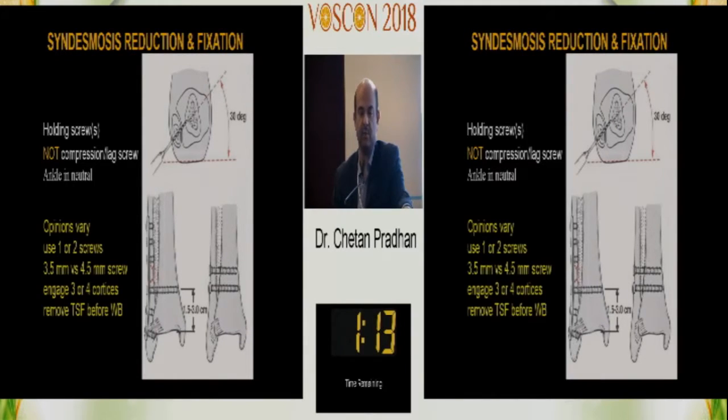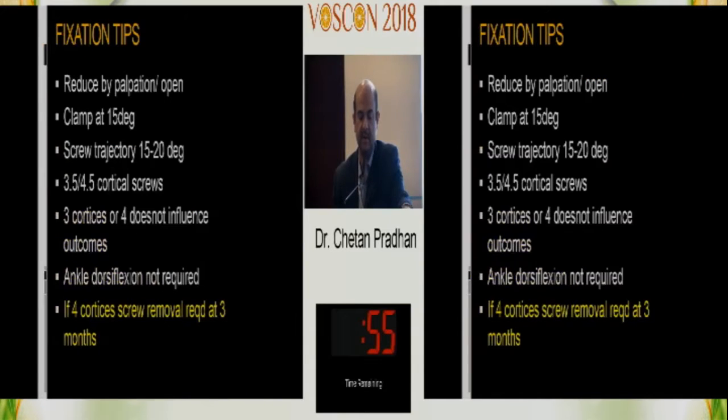How many screws, there's no consensus on it. You can use 3.5 or 4 mm cancellous full threaded screws, either 2 or 1 4.5 millimeter screws, it does not really matter. 3 cortices or 4 cortices, another controversy. Again, there is no difference in outcomes. A few tips: reduce by palpation. What is more important is perfect reduction of the syndesmosis.